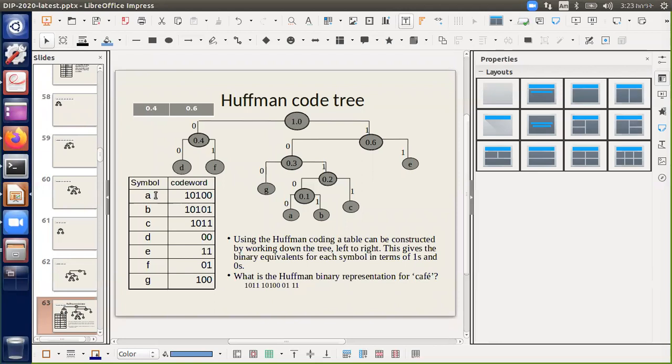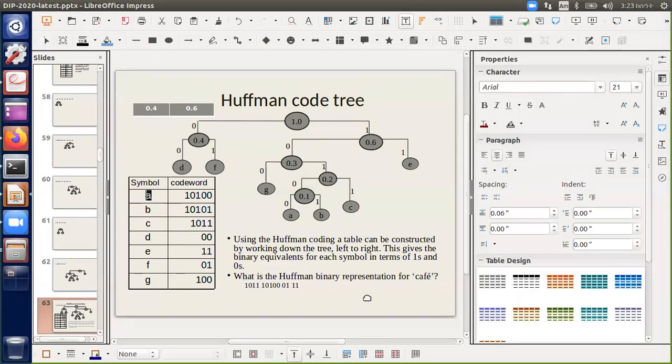How much code word do we have to assign for A? A is at this point. Starting from the root node, if you traverse the tree until you reach symbol A, you will get the binary bits that are used for representing symbols A, B, C, D, E, F, G. So starting from the leftmost symbol, we can go until we reach the rightmost path in the given tree.